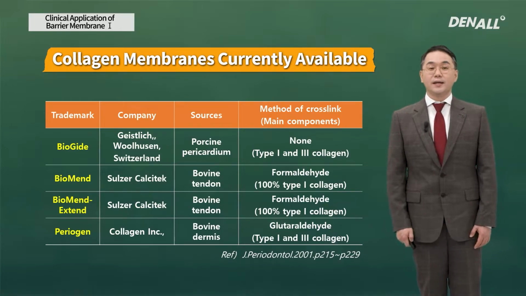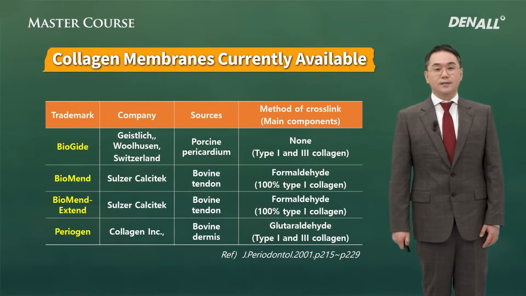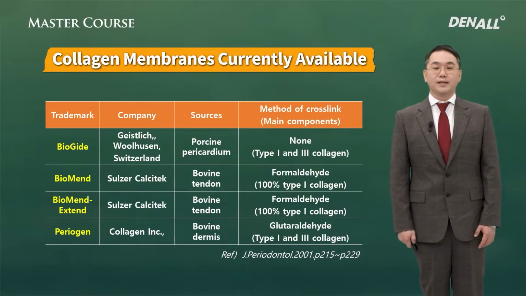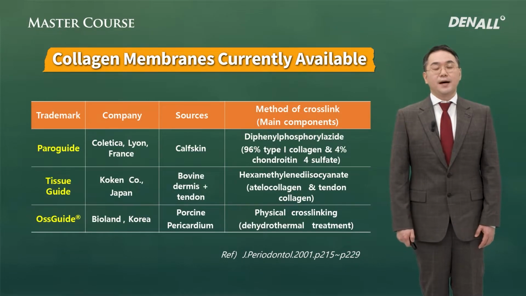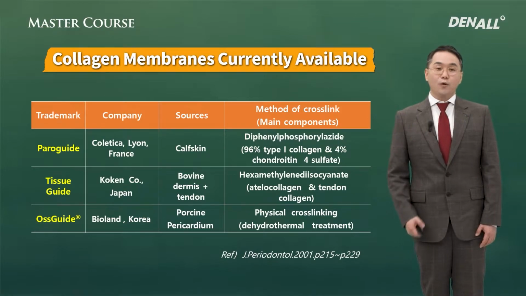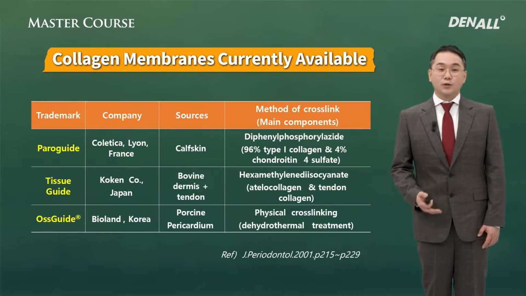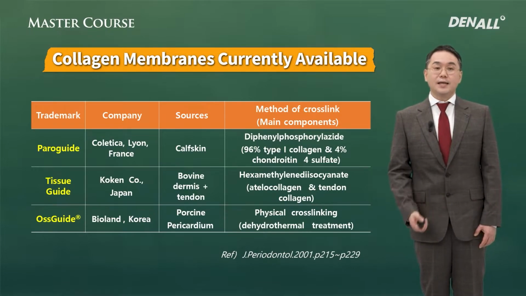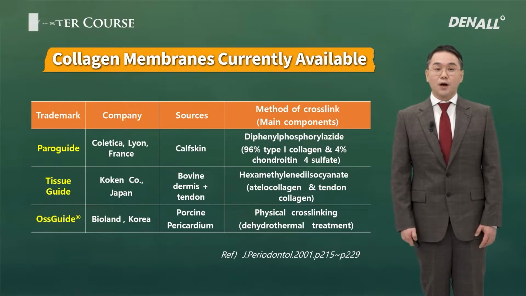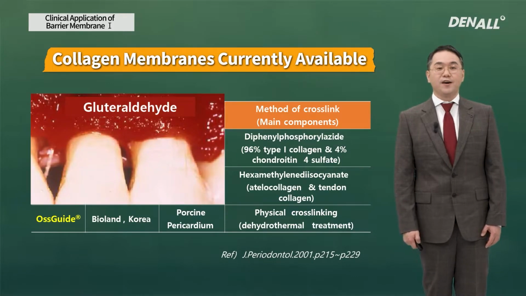Formaldehyde or glutaraldehyde chemicals are used. That is an easy way to manufacture it. However, when formaldehyde or glutaraldehyde are used, after collagen is resorbed, the chemicals would remain in the GBR sites, causing inflammatory reaction on the gingiva above from time to time, like this.